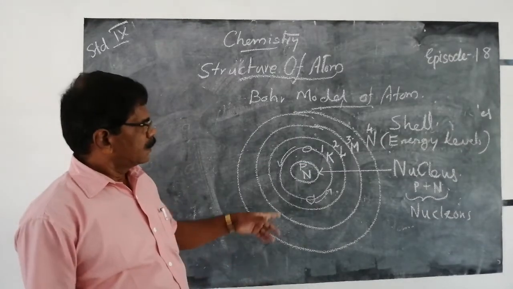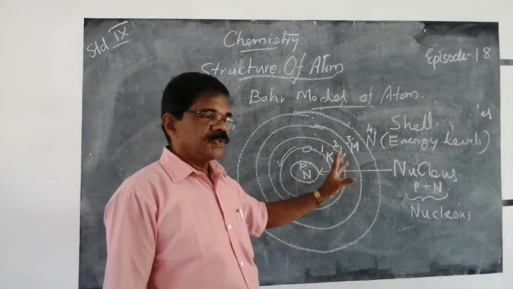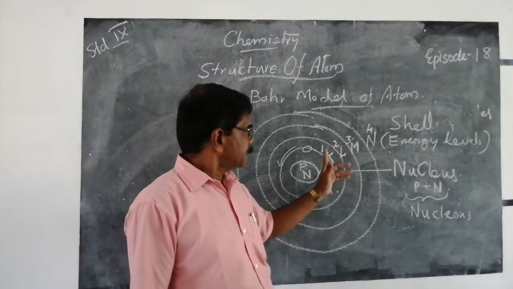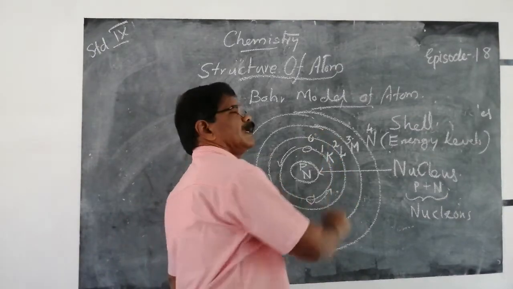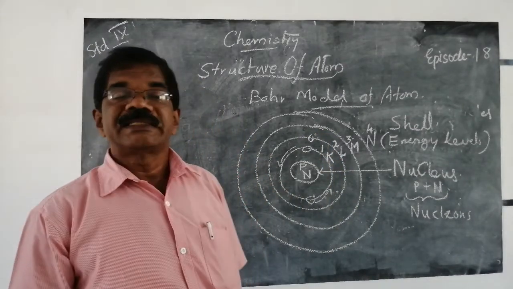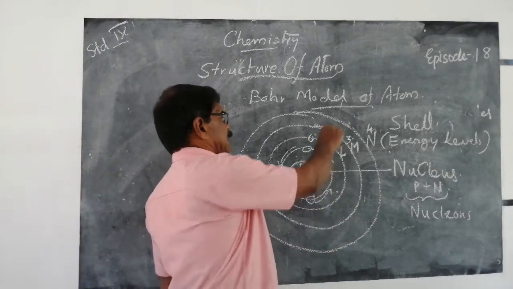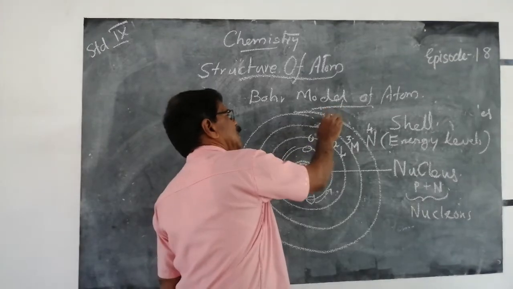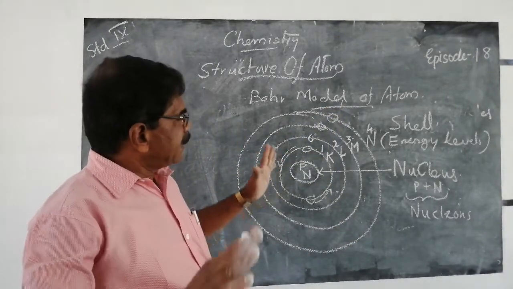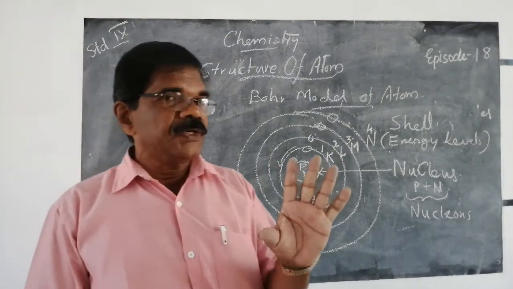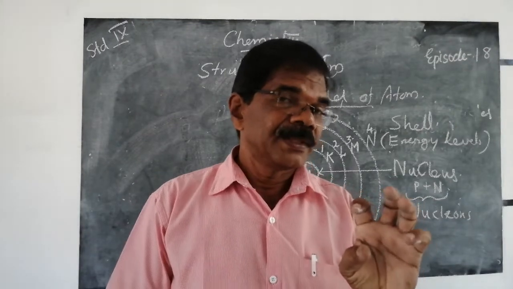That means the electrons present in the K shell and the electrons present in the L shell do not have the same energy. Similarly, the electrons present in the N shell. The energy of the different electrons present in these shells is not the same.